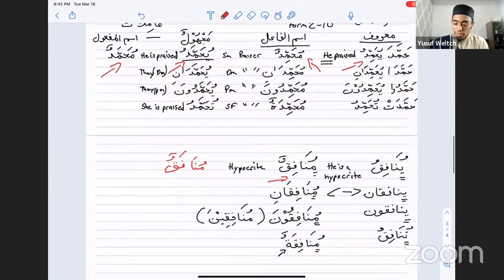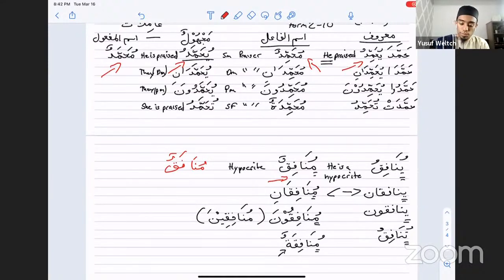So I just wanted to reiterate the ism fa'il and ism maf'ul, because those are the two most important of the derived nouns. Does that make sense? Are there any questions on that?